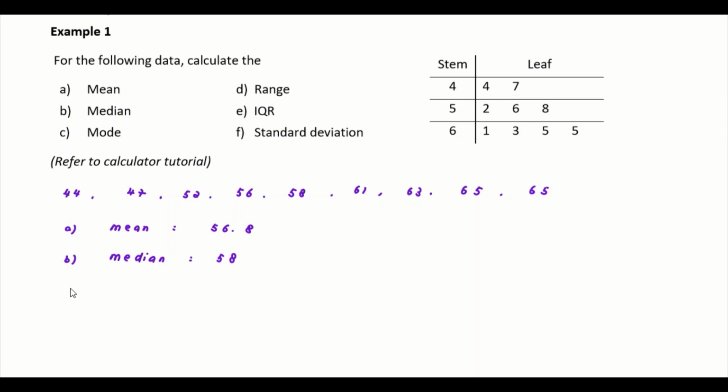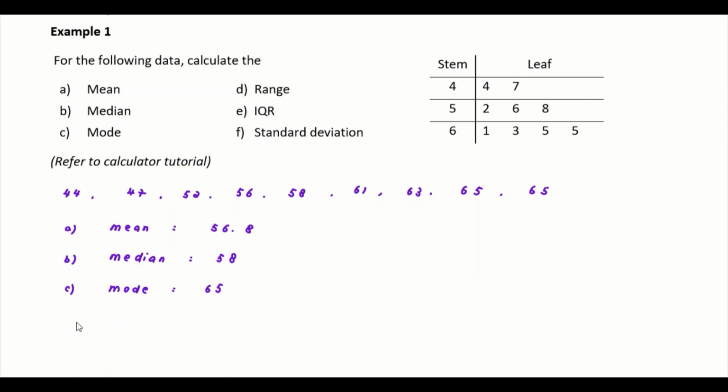Okay, so the mode. Mode is the value with the highest frequency, or the one that occurs most often. In this question, you can see that every number only occurs once except 65, which occurs 2 times. So 65 is the mode. If you have another number that exists 2 times as well, then you will have 2 modes.